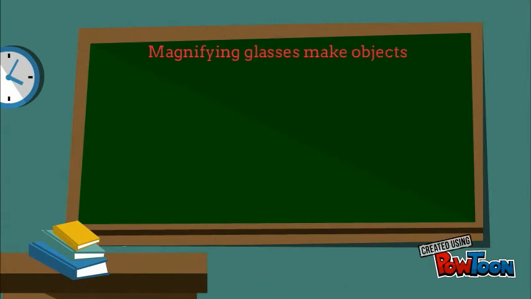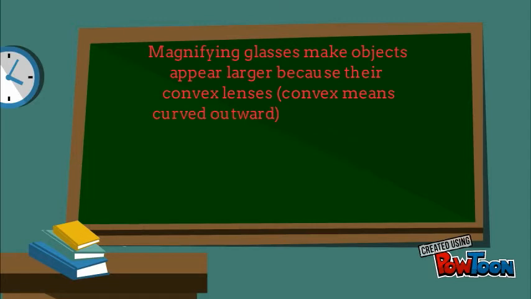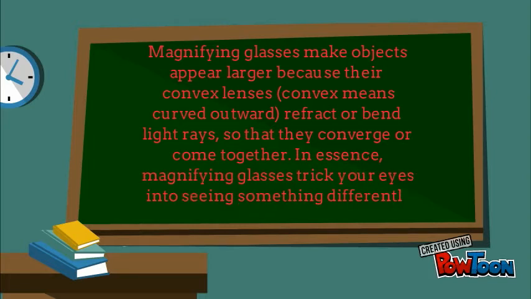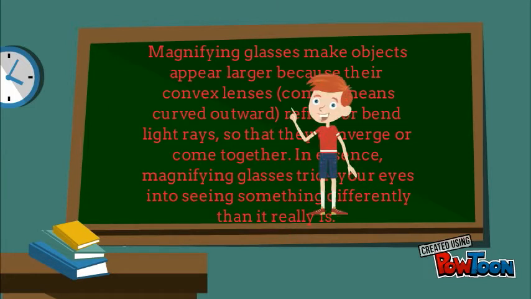Magnifying glasses make objects appear larger because their convex lenses, convex means curved outward, bend light rays so they can converge or come together. In essence, a magnifying glass will trick your eyes into seeing something differently than it really is.